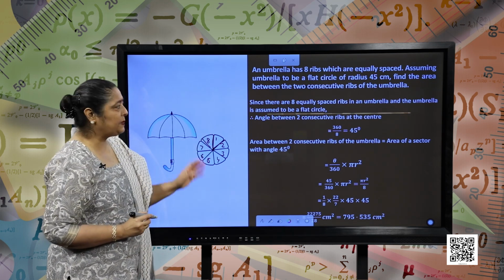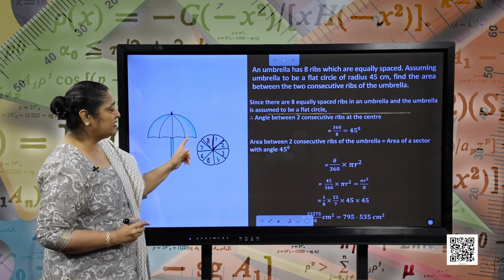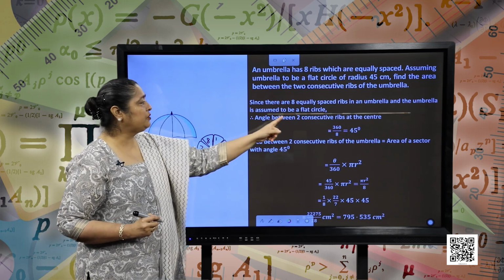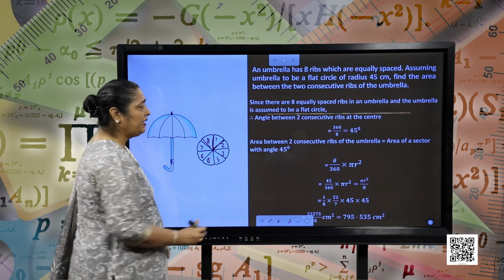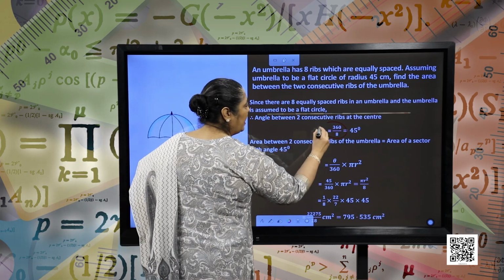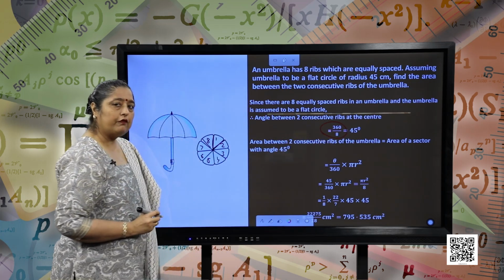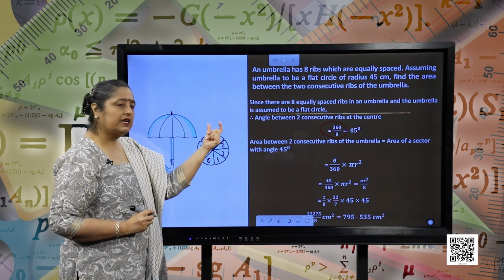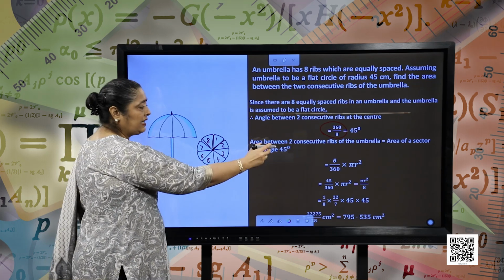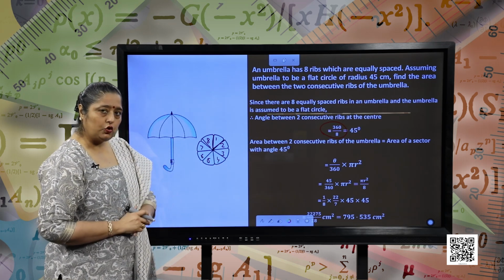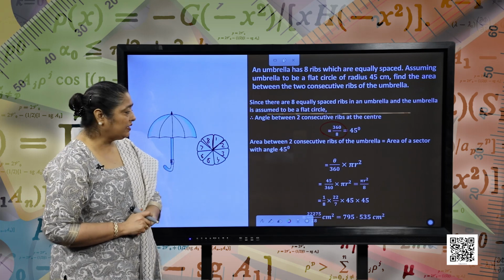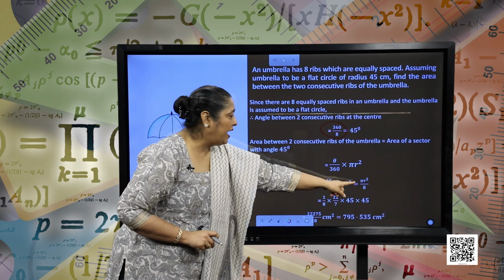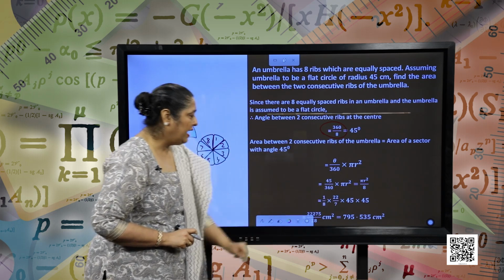We have equally spaced ribs in the umbrella, and let us assume this to be a flat circle. The angle between 2 consecutive ribs will be 360 divided by 8. That comes out to be 45 degree. So, the area between the ribs will be theta by 360 degree into pi r square. Substituting the value of theta as 45 degree, we have pi r square divided by 8.